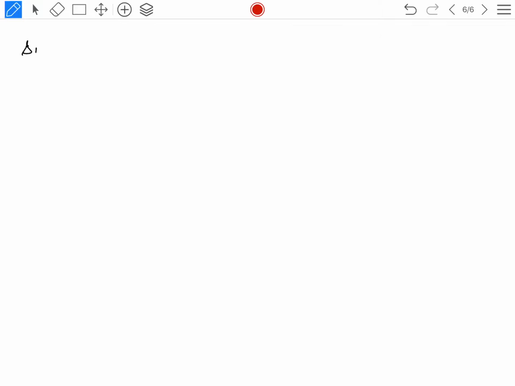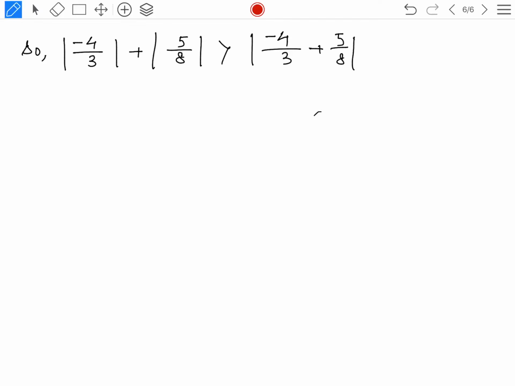See, you will write absolute value of minus 4 by 3 plus absolute value of 5 by 8 is greater than absolute value of minus 4 by 3 plus 5 by 8. Understood? So this is your answer. So comparison you have understood, I think.